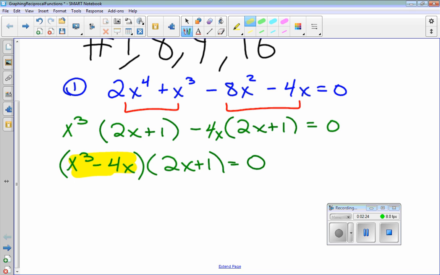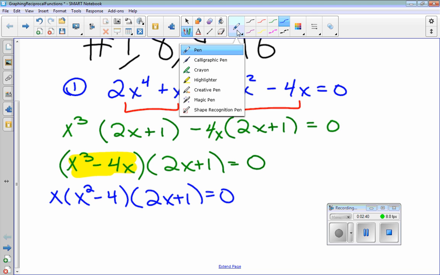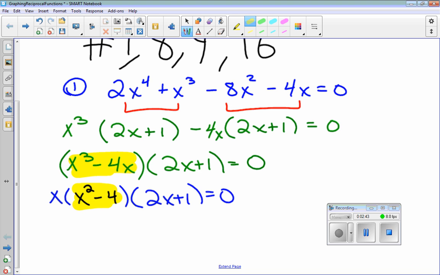What do you notice about it? Can I factor it again? I sure can. What can I take out of this one? An x. When I take out an x, I'm left with x squared minus 4. Continue to write the other one down. What do I notice about this factor? I can do it again. This is the difference of perfect squares.